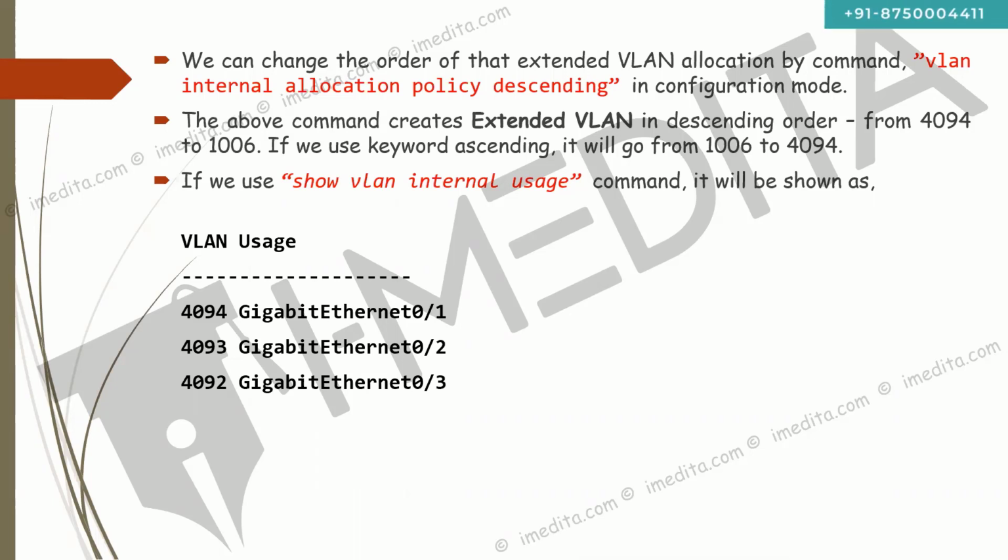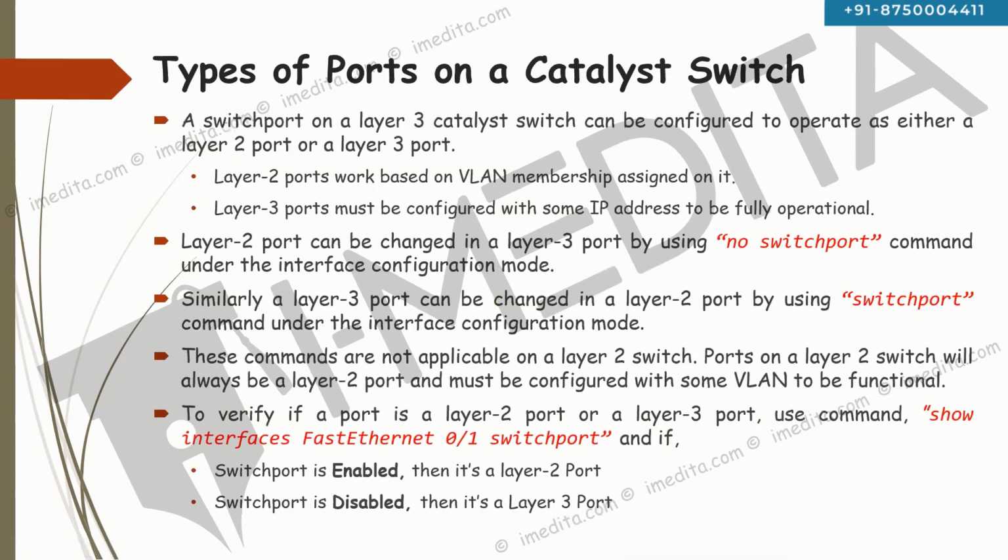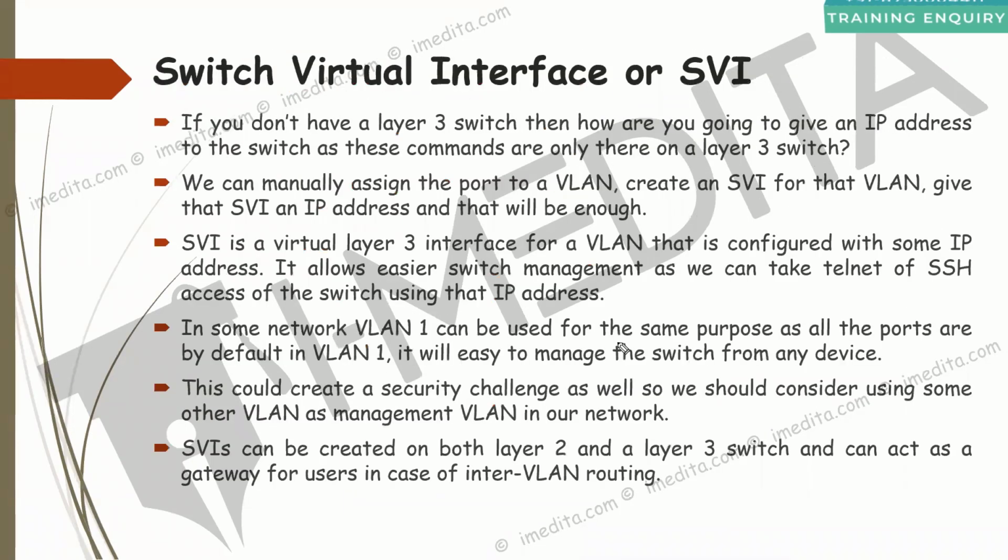Now, what is this SVI? What is this layer 3 interface for the VLAN? SVI, switch virtual interface, is a virtual interface that you do not see on the switch. It is more like a virtual interface that is available on the switch. So for example, if you don't have a layer 3 switch, then how are we going to configure the IP address on this switch, as these commands that we have covered previously, like IP commands, are available.